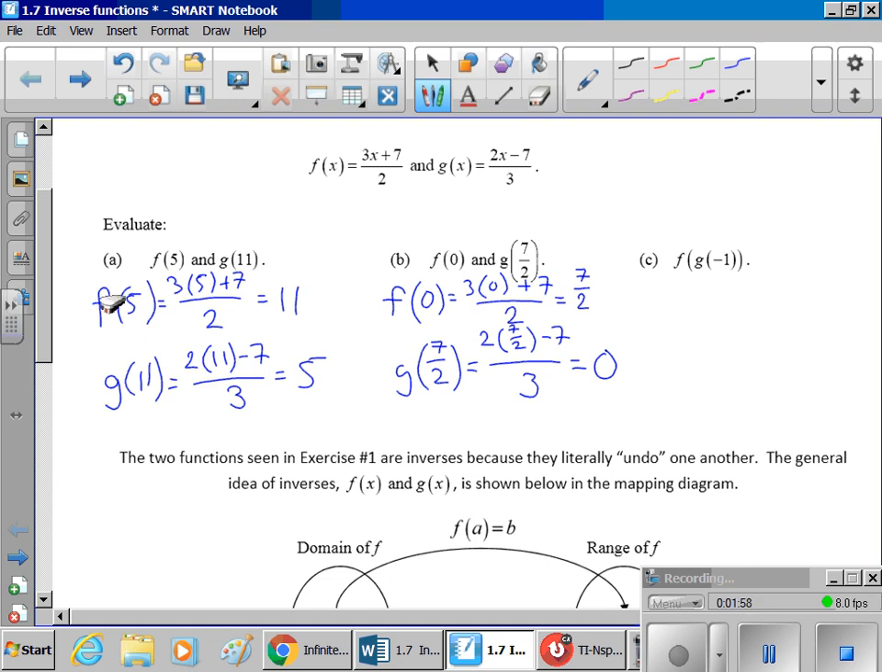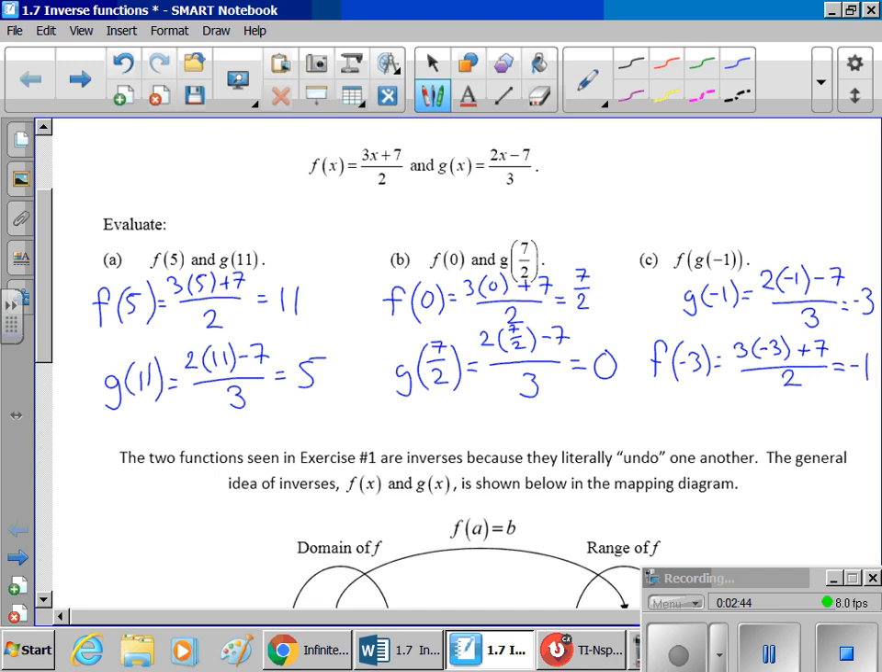All right, so this has some interesting implications. We're going to see what happens when we try to compose them. First we're going to figure out g of negative 1. We're going to get 2 times negative 1 minus 7 all over 3. We're going to get negative 2 minus 7 divided by 3 is negative 3. And then we're going to find f of negative 3, which is 3 times negative 3 plus 7 all over 2, which gives us negative 9 plus 7 is negative 2, divided by 2 is negative 1.